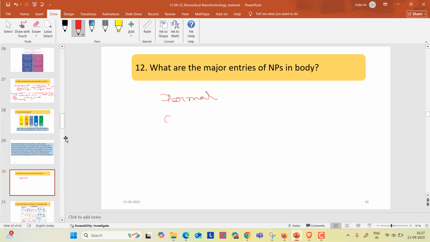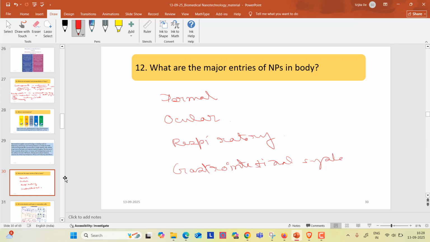Then the ocular. Ocular means through the eyes. Okay. Then the respiration or respiratory system. That means when we are inhaling, nanoparticles also can come in. And through the gastrointestinal system. Okay, these are the 4 ways nanoparticles can enter into our body.